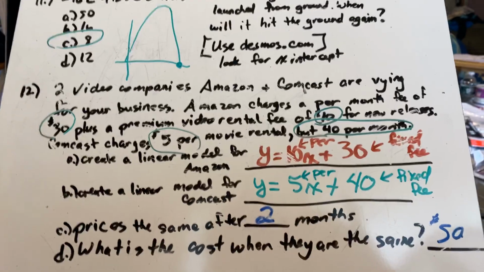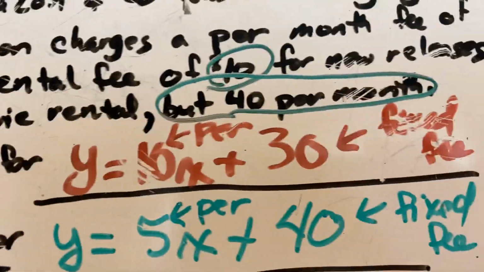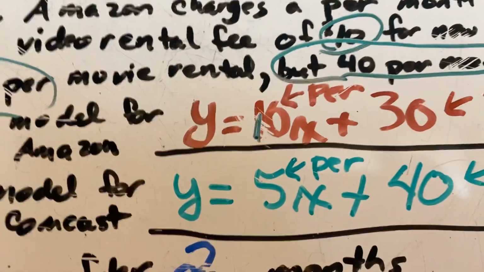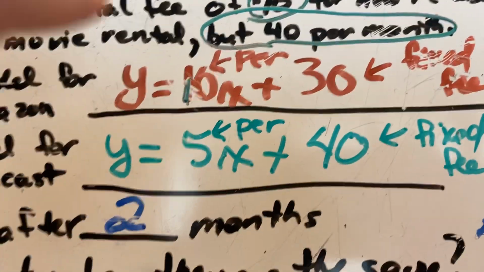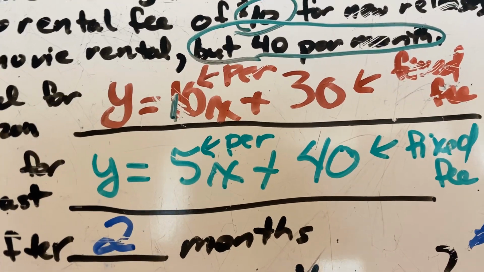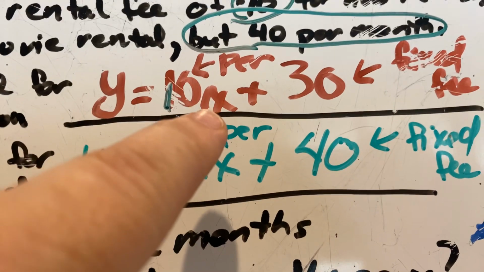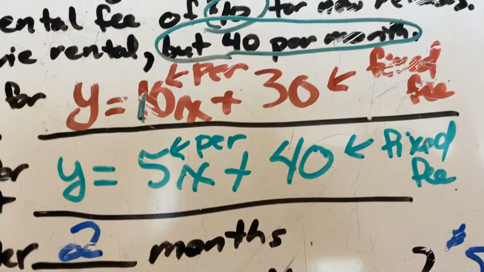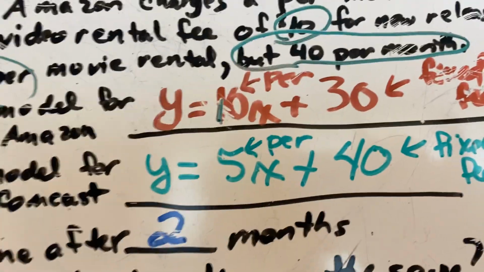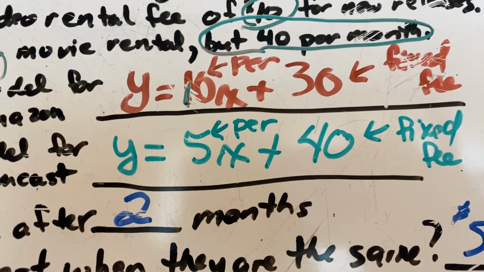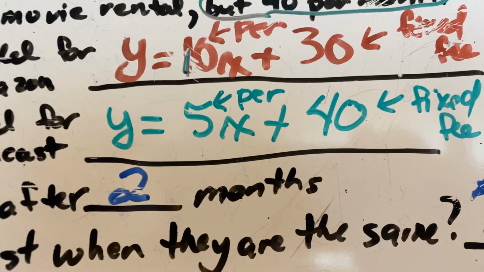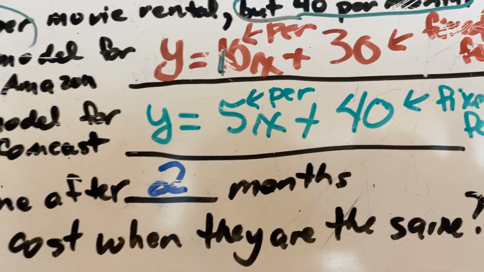So A says create a linear model for Amazon, and I'm going to go a little closer for you. And so we have y equals the unit rate is your slope, which is 10. You're paying $10 per movie that you rent. X is the number of movies that you're going to rent. The 30 is my fixed fee. That's my y-intercept. Okay? Pretty straightforward. Create a linear model for Comcast. Y equals 5, which is the price per movie I rent, times X number of movies, plus 40, which is my fixed monthly fee.